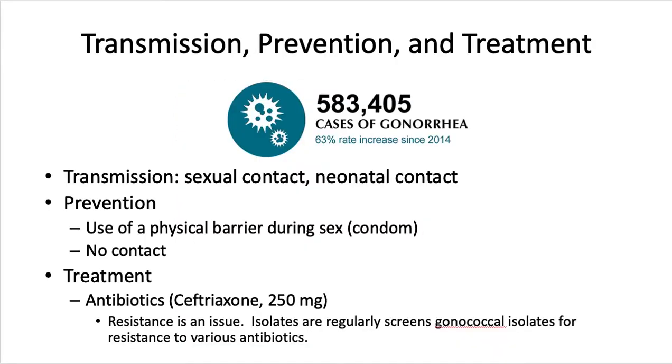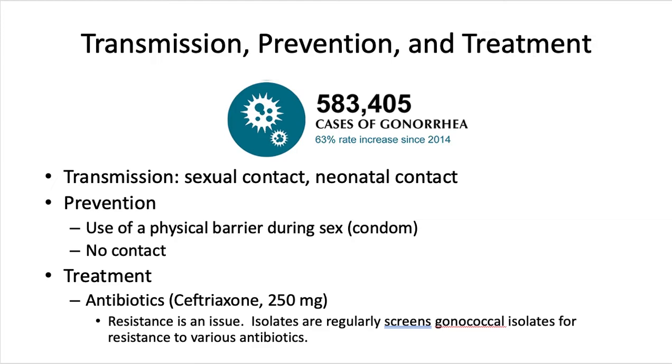All right, 500,000 cases per year. We have an increased rate of increase in gonorrhea infections compared to chlamydia. Transmission and prevention is the same: sexual contact, neonatal contact, and prevention through physical barriers or no contact. Treating gonorrhea uses antibiotics. However, antibiotic resistance is a very big issue right now.